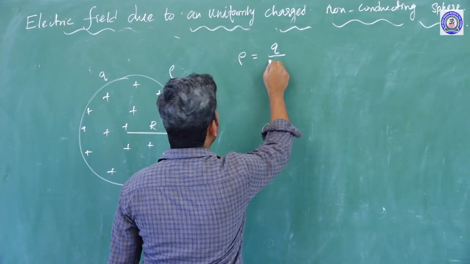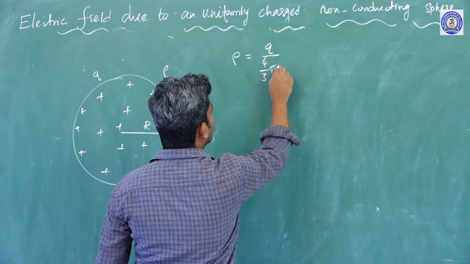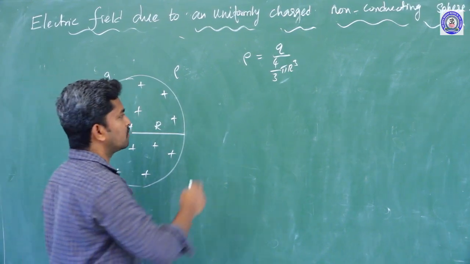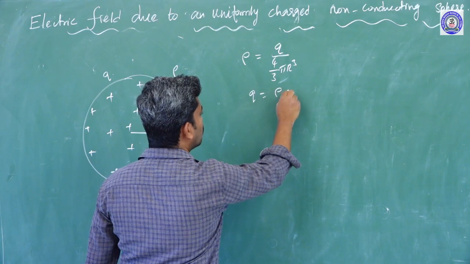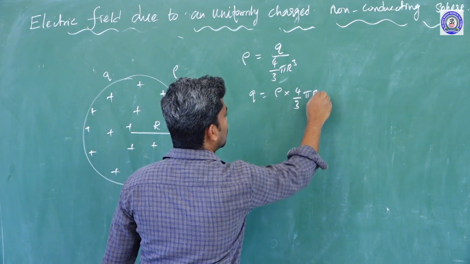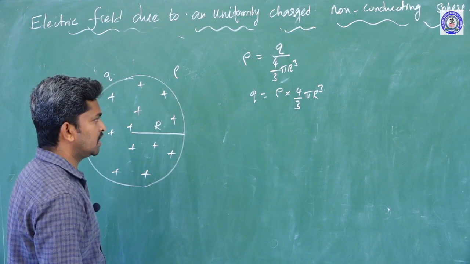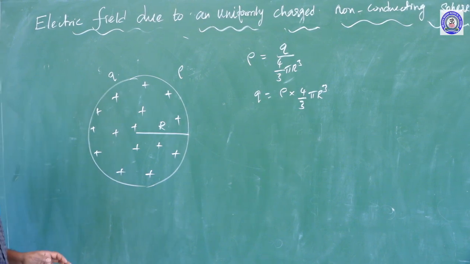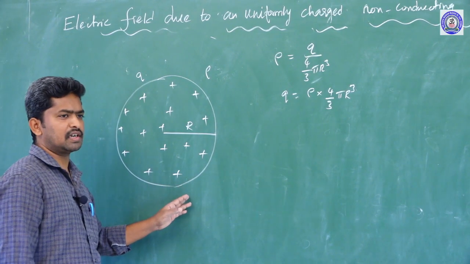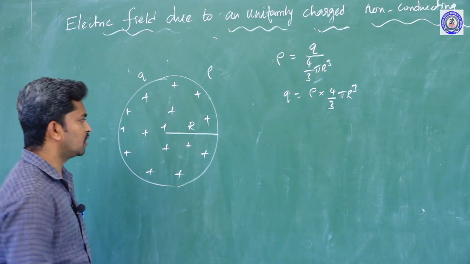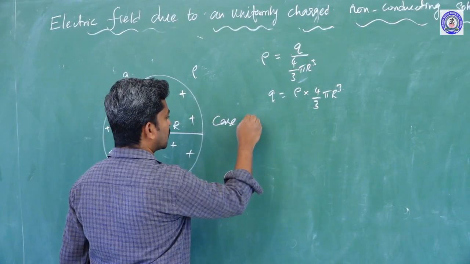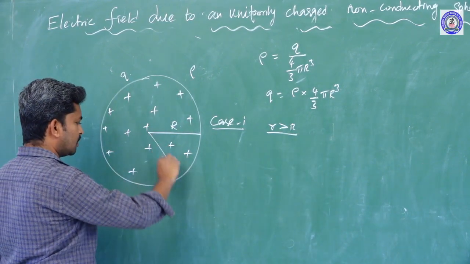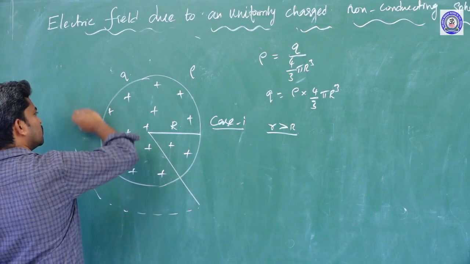So, charge divided by volume, which means 4 by 3 pi R cube. The radius of the non-conducting sphere is R. So, volume is 4 by 3 pi R cube, and q is equal to rho into 4 by 3 pi R cube. Net charge, and this is the charge density. Same phenomena, we consider 3 points: outside of the sphere, on the sphere and inside of the sphere. First one, case 1, outside of the sphere, which means r greater than R. We consider an r radius Gaussian surface.